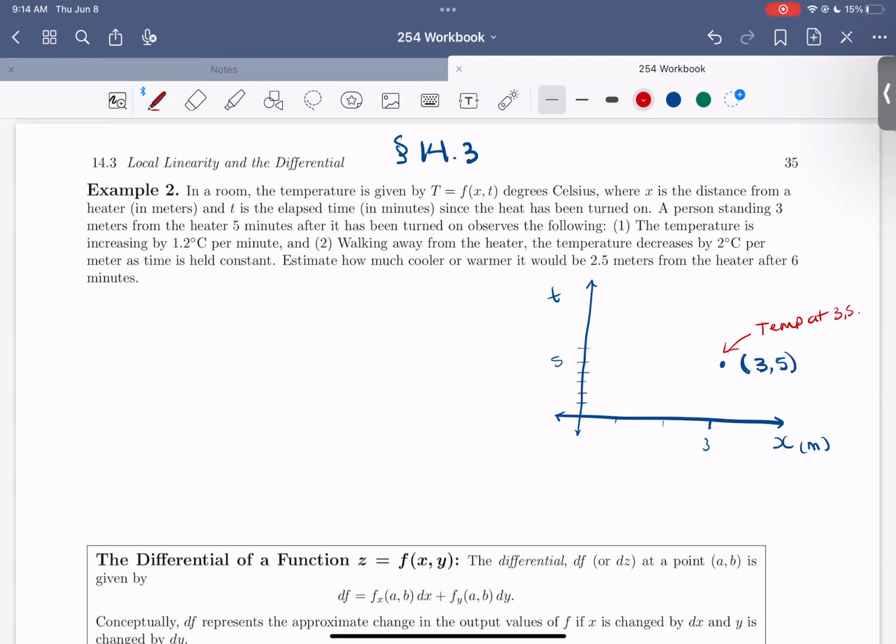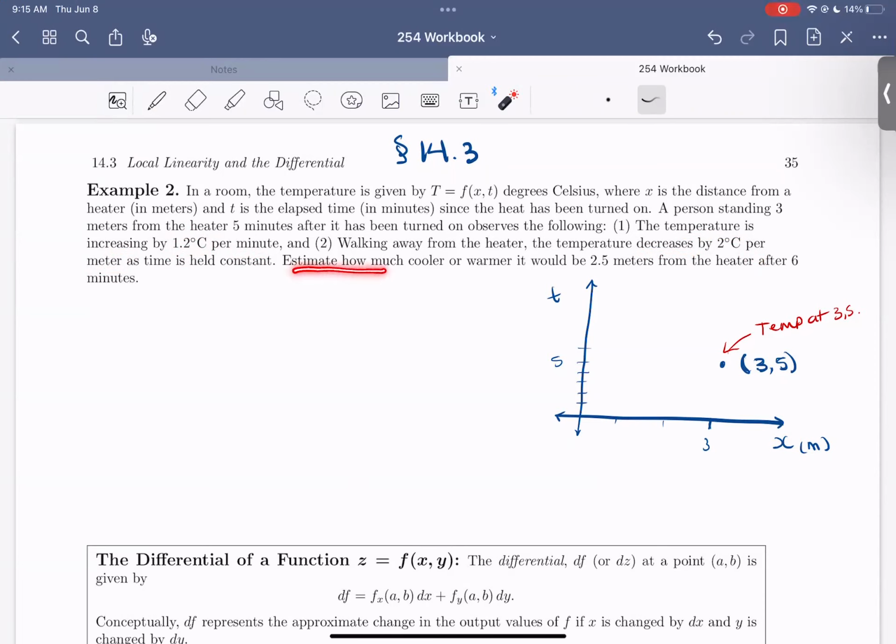Okay, and so what we're told is that, 1, the temperature is increasing by 1.2 degrees per minute, and 2, walking away from the heater, so if you fix time and walk away, the temperature decreases by 2 degrees per meter. So notice that we're looking at the change of the temperature with respect to time. The temperature is increasing by this many degrees per minute. And the temperature is also changing by meters. So depending on how far away you are, the temperature changes.